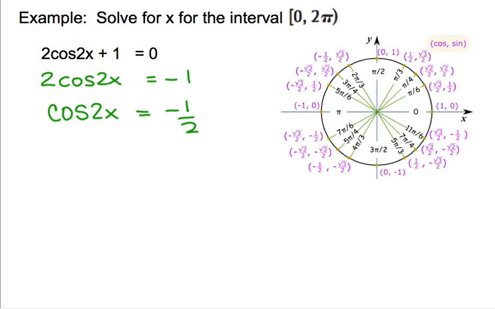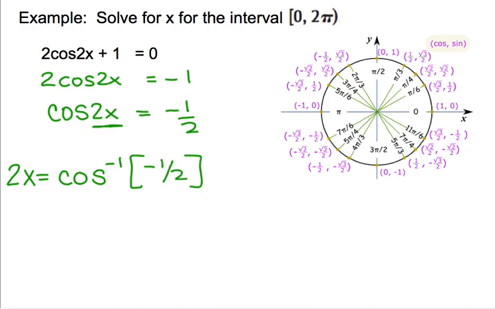So we're going to use our inverse trig, and we're going to say x equals, and remember the x is not just an x anymore, it's 2x. So if we say 2x equals the cosine inverse of negative 1/2.